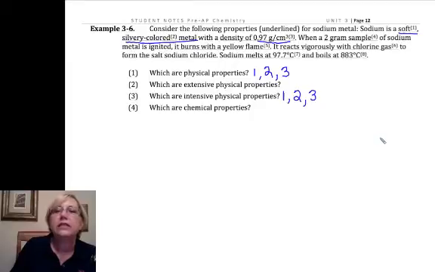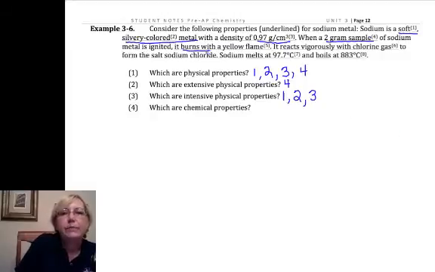So it's also intensive. If we took a 2-gram sample, well, that's a physical property because I can measure the mass without destroying the sodium properties at all, but it's also extensive. It depends on the sample size, right? Because that's kind of 2 grams is the sample. Okay, I think you got it there, I hope.